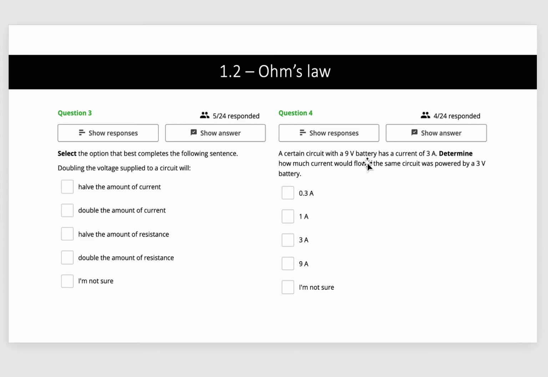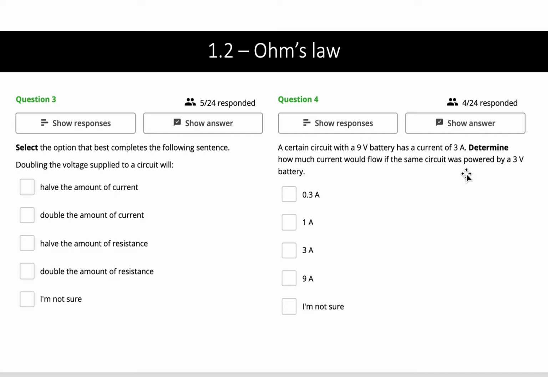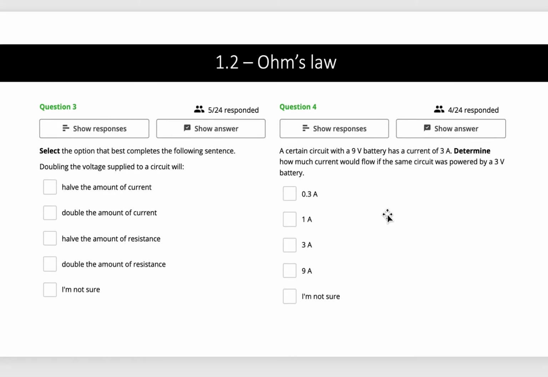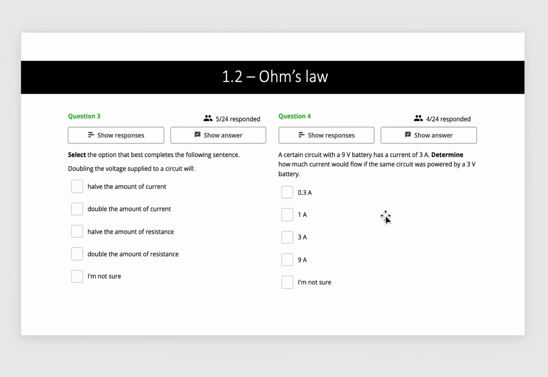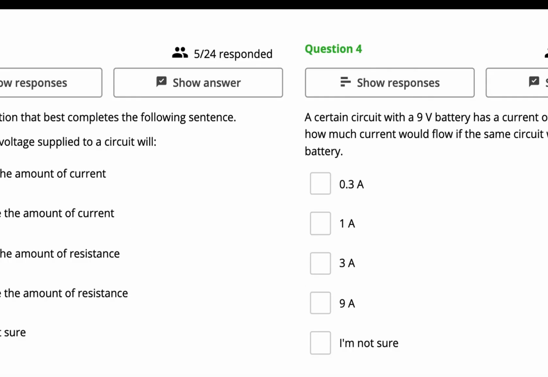So a circuit with a 9-volt battery has a current of 3 amps. So 9 volts equals 3. Determine how much current would flow if the same circuit was powered by a 3-volt battery. So this is actually maths. So you're going to be using ratios.